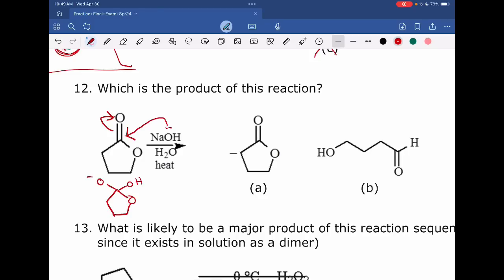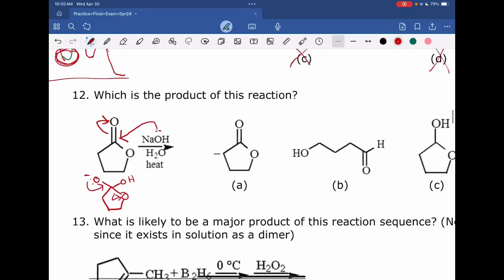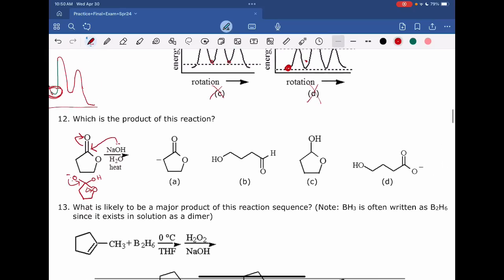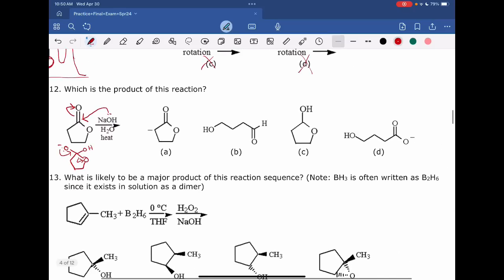Now, the negative charge on this oxygen is going to go back down and open the ring. This is on one of the later activities. I think it's 25 or something like that, 24.